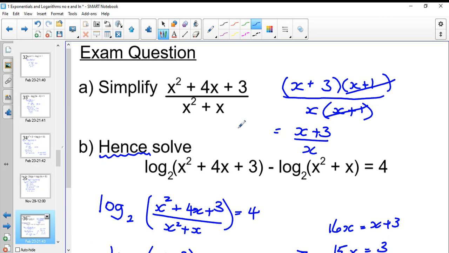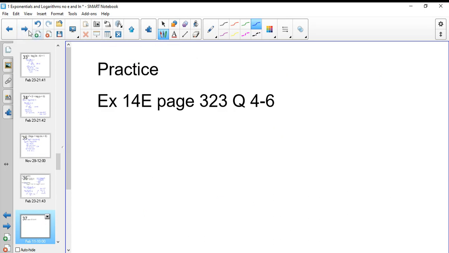Okay, so they will tie in other topics. So you just need to have a little think about what you're doing, and especially if you see that word hence, make sure you think about what you've just done. Okay, so you should have enough information now to have a go at exercise 14E.